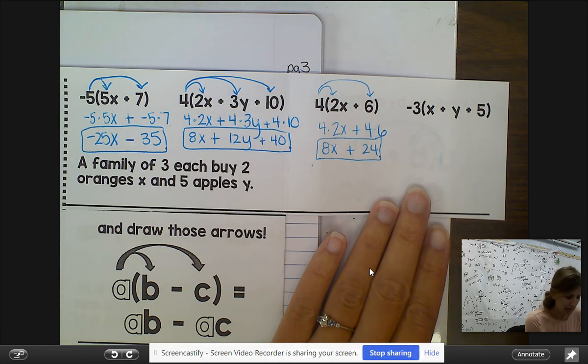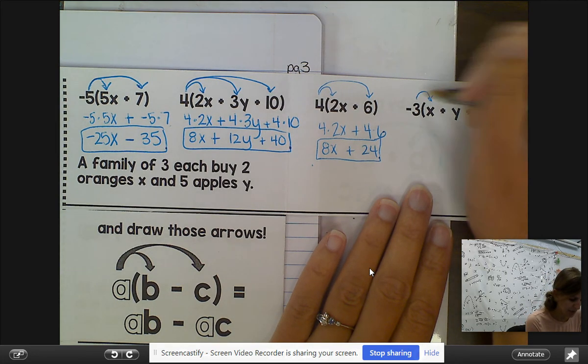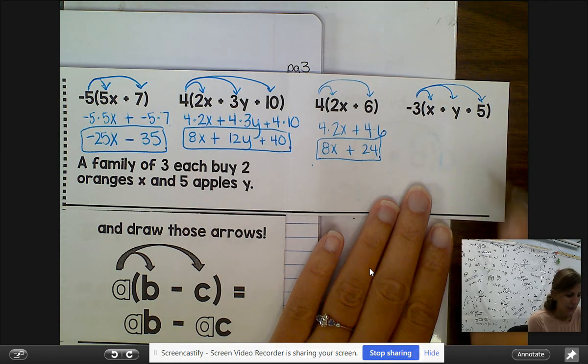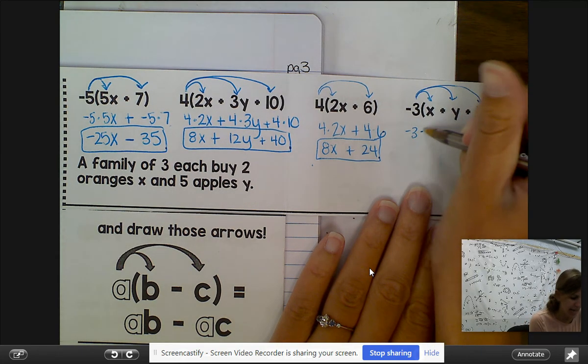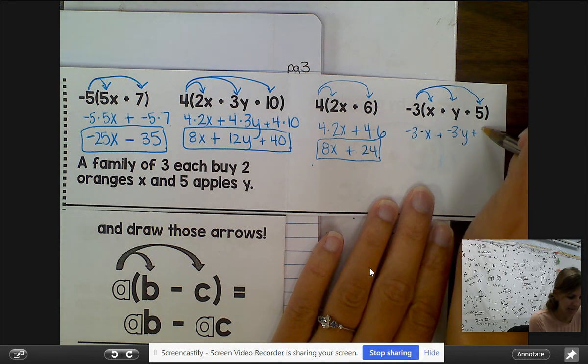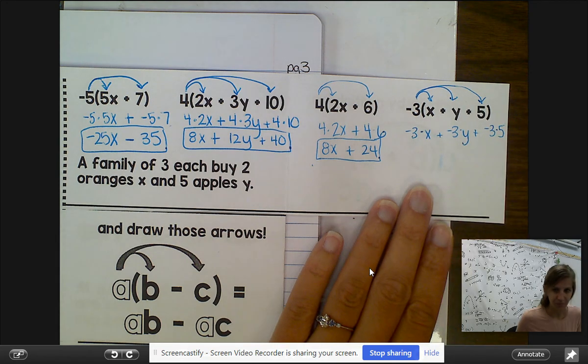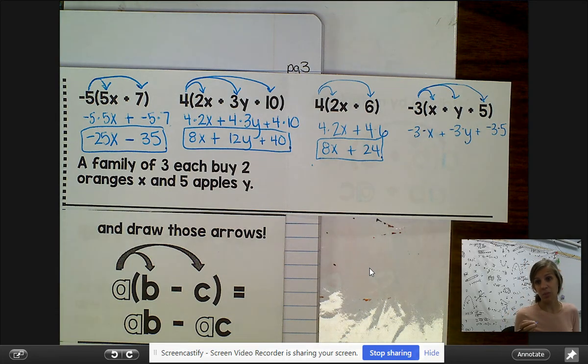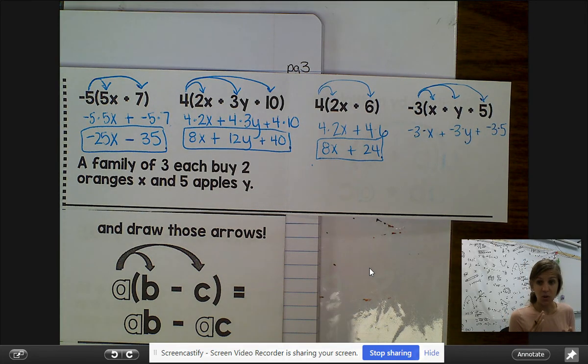And then last but not least here, if I distribute this -3 to all of those numbers in the parentheses, we get -3 times x plus -3 times y plus -3 times 5. And again, this is one of those examples where I don't like to have 2 symbols next to each other, so we're going to have to deal with that.